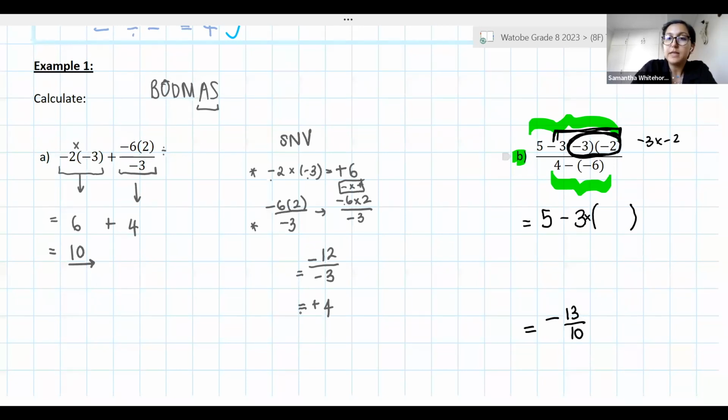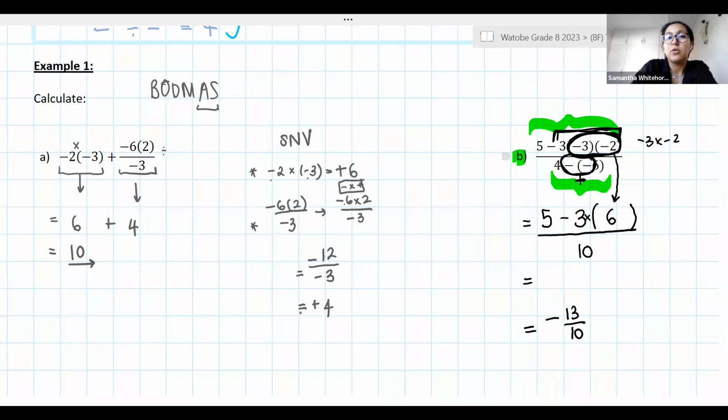So a negative times a negative is positive, and 3 times 2 is 6. So I still need to go and multiply the -3 and the 6, but now I know that -2 times -3 is indeed +6. In my denominator, we know that when we've got those two negatives sitting right next to each other, I actually have a plus. So I've got 4 plus 6, which gives me that denominator of 10.